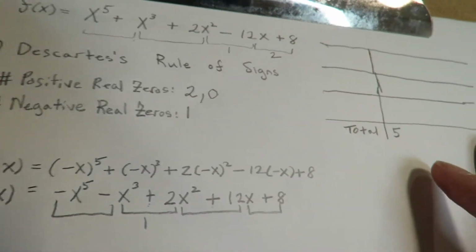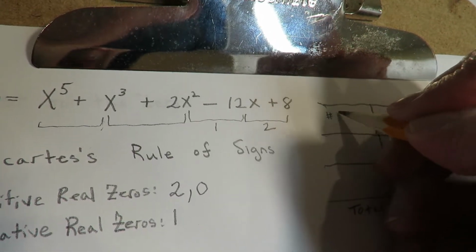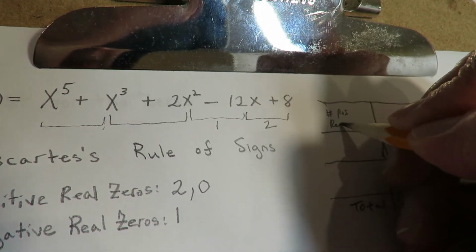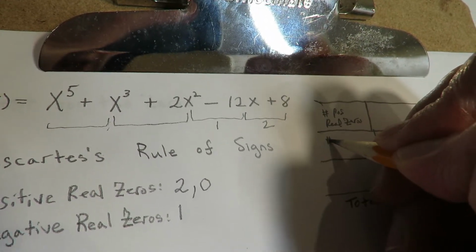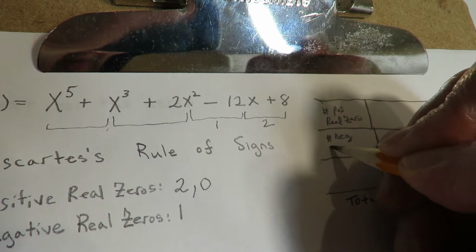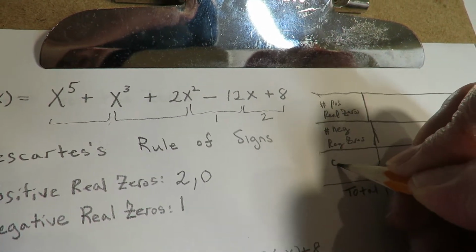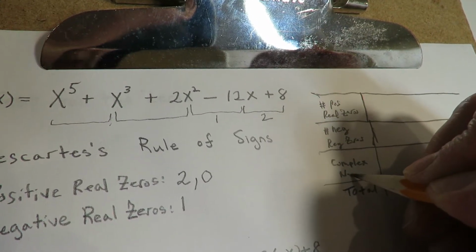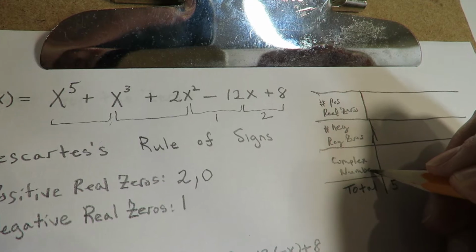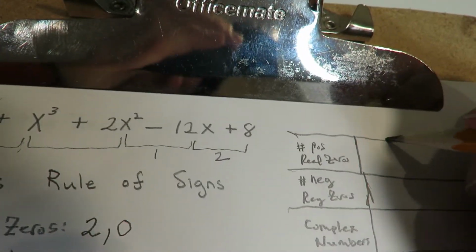Okay, this chart is ending up a little bigger than my brain wanted it, but that's okay. All right, so number of positive real zeros. I just made you a little chart. You don't have to make this for me if you don't want to. If you want to, it's very nice. Number of negative real zeros. And complex conjugates. Let me write complex numbers. I won't say pairs because I want you to think of them individually. Complex numbers.